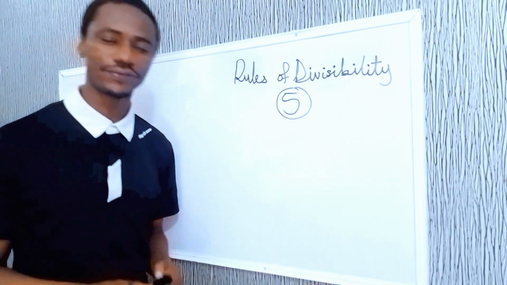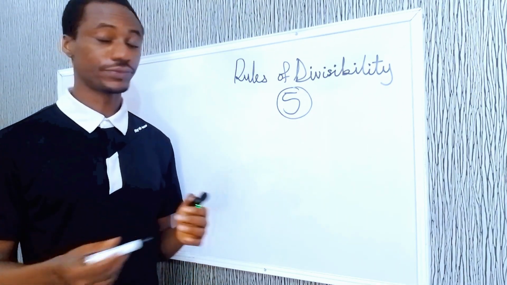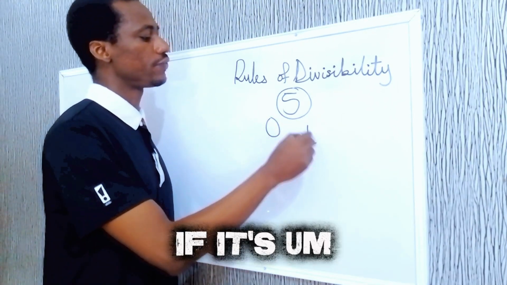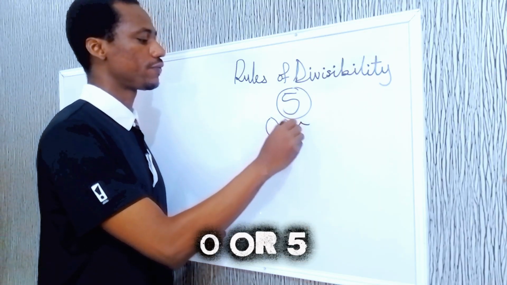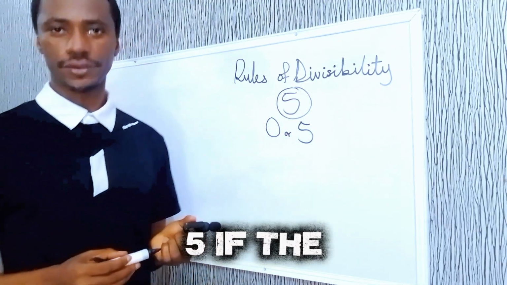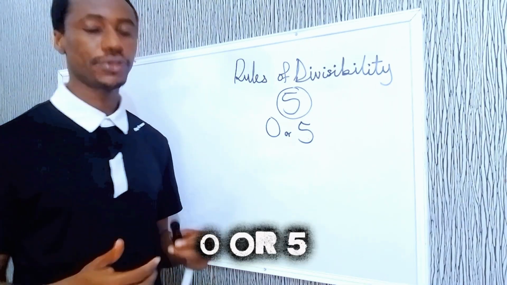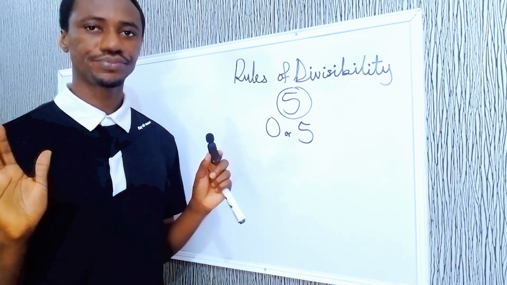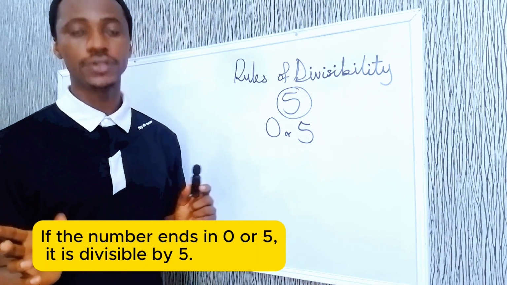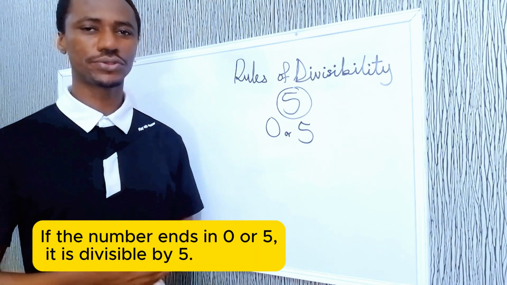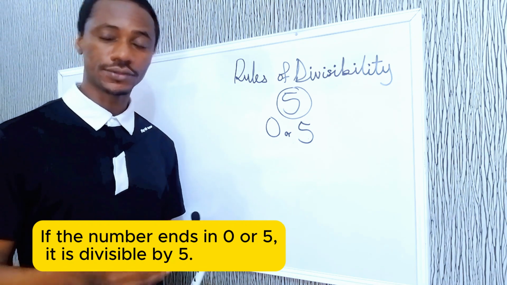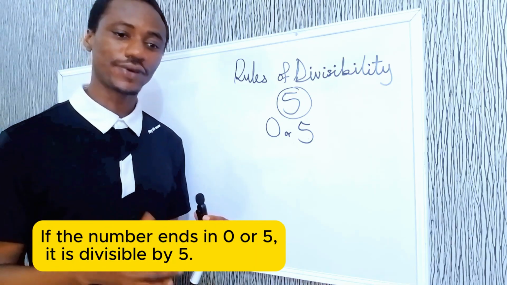How do you know a number is divisible by 5? Easy peasy. Very straightforward. To know that a number is divisible by 5, just check the last digit. If it's 0 or 5, then that number is divisible by 5. Simple. If the number ends with either 0 or 5, then you know the number is divisible by 5. And if you check the multiples of 5, it's quite obvious. So you have 5, 10, 15, 20, 25, 30, 35, okay, as you can see.